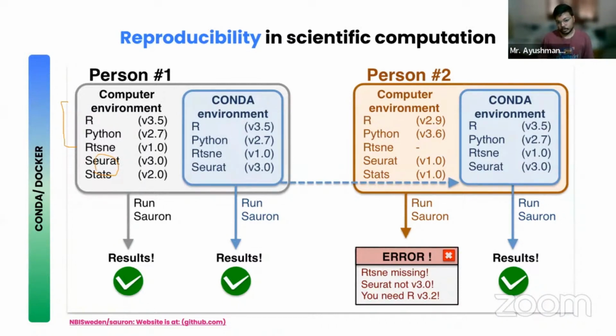They share it with the second person. The second person has different versions of the tools installed, or in some cases, some of the dependencies are absent. So what would you expect to happen? Obviously, the pipeline won't run, right? So as expected, you get an error and the pipeline or the analysis does not run successfully.